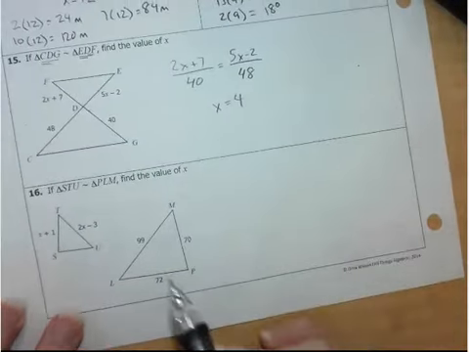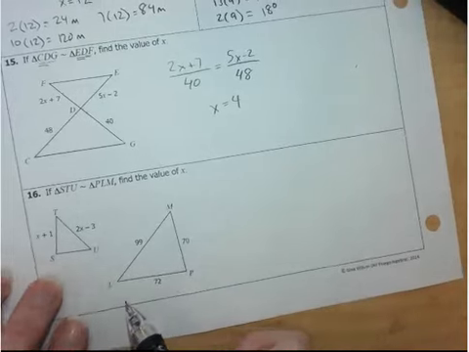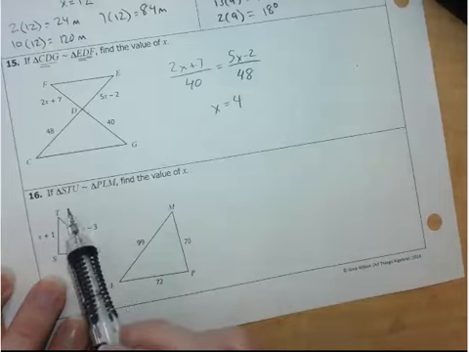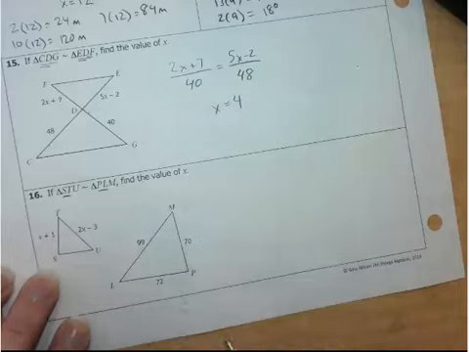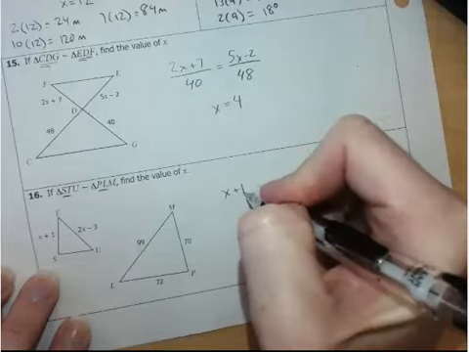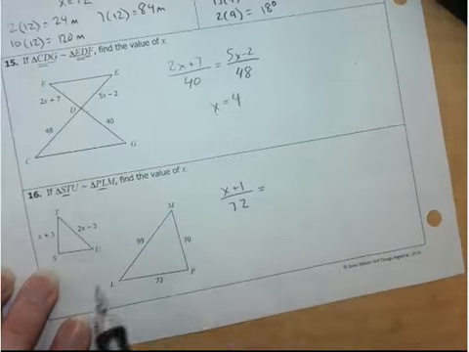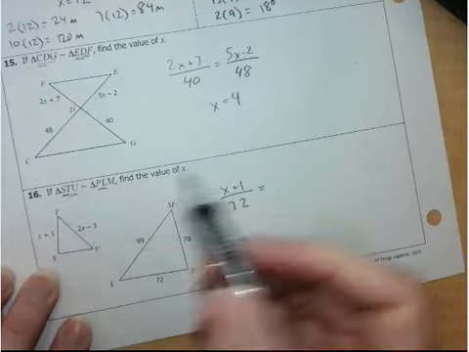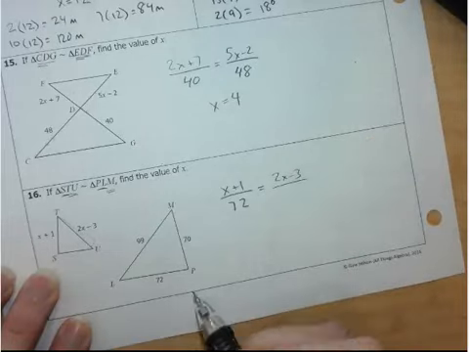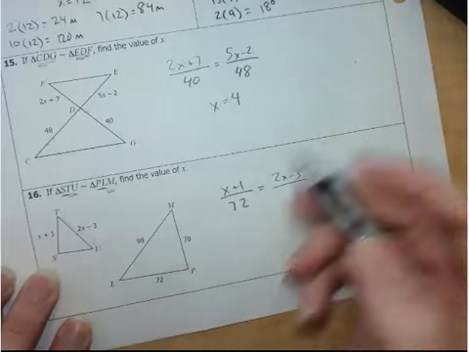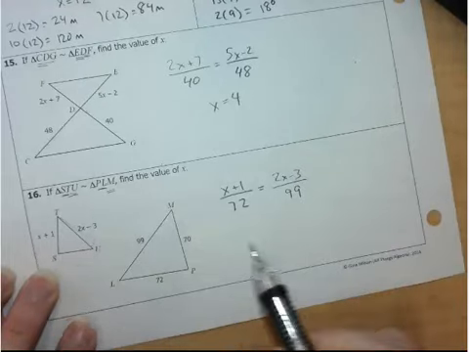And then the last one, it's the exact same thing. It could be hard to look at the triangle. This one's a little bit easier, but here I see ST is going to be corresponding to PL. So I'm going to have x plus 1 over PL, which is 72, is equal to, and then I've got this TU here, which is 2x minus 3. And that's going to be corresponding to LM. LM is 99.